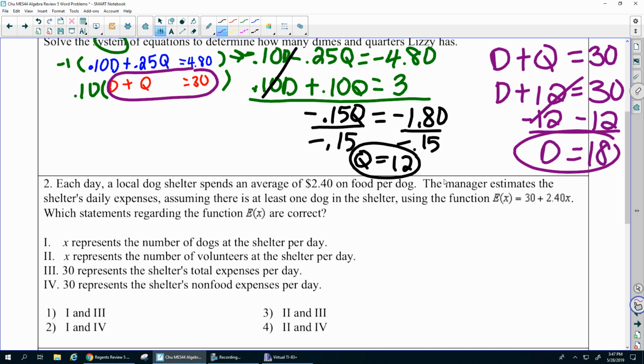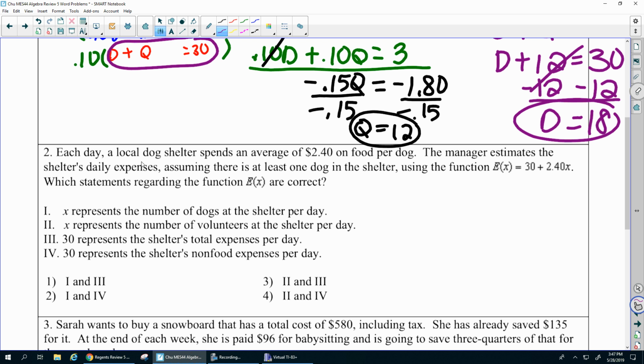All right, let's take a look at the next problem. Each day, a local dog shelter spends an average of $2.40 on food per dog. The manager estimates that the shelter's daily expenses, assuming there is at least one dog in the shelter, using the function E of x equals 30 plus 2.40x. Which statements regarding the function E of x are correct?